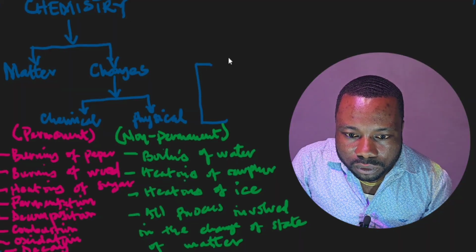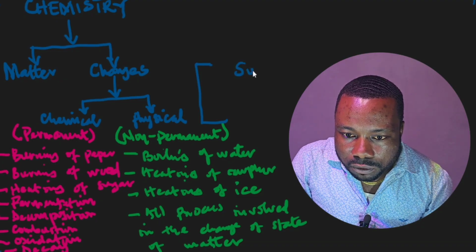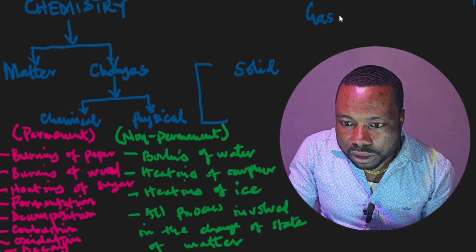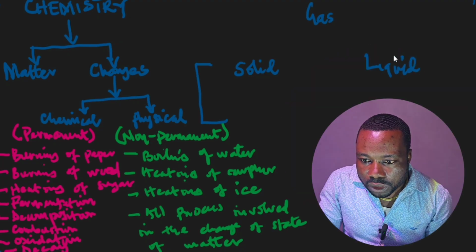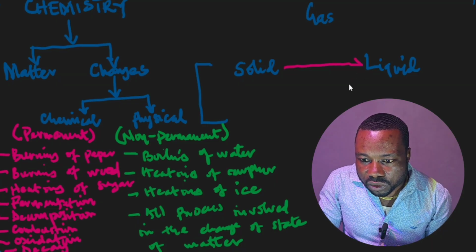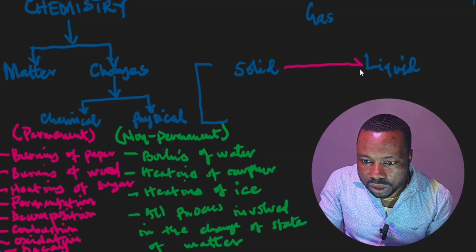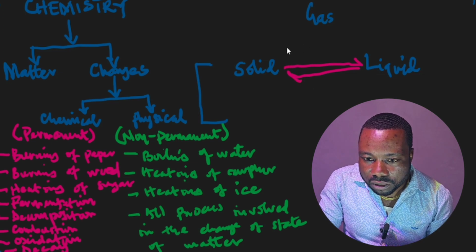The different processes which are involved in the change of state of matter can easily be seen if we draw a triangular diagram. Solid, gas, and liquid. Now we have an arrow pointing from solid to liquid, showing that it is a change of state from solid to liquid. We have the reverse. We have the same thing for the other processes. So we can number them as 1, 2, 3, 4, 5, and 6.